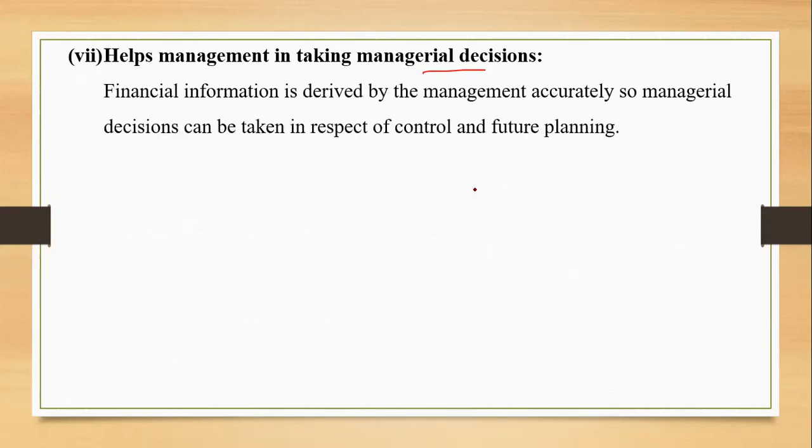It helps the management in taking managerial decisions. These advantages are, I think, something we are repeating, in fact. What are the advantages for accounting? The same kind of advantages we can see for the double entry system. So in respect of control and future planning, the decisions to be taken by the management for that purpose, the accounting information also helps. So we have already gone through such advantages.